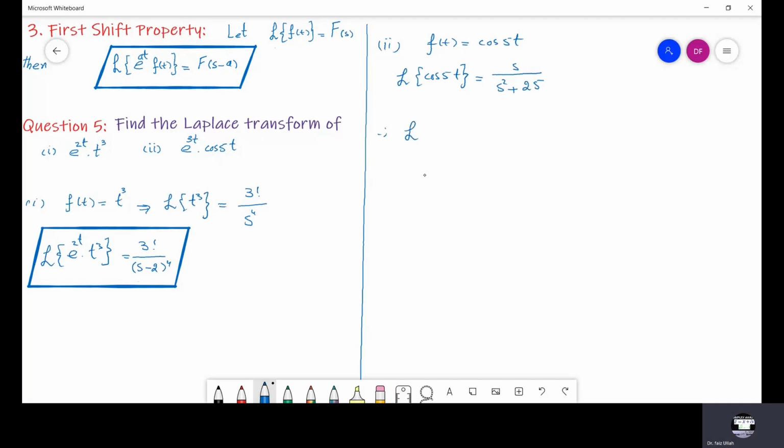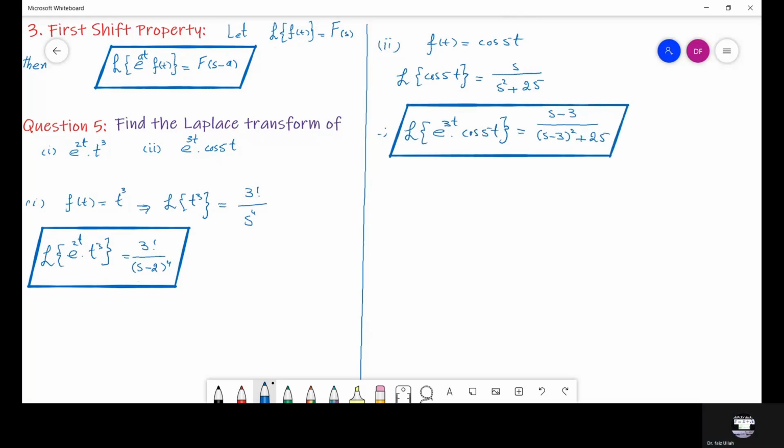Therefore, the Laplace transform of this product, which is e power 3t into cos 5t, this is equal to, just subtract 3 from s. So we can write s minus 3 divided by s minus 3 whole square plus 25, and that is the required solution for this problem.